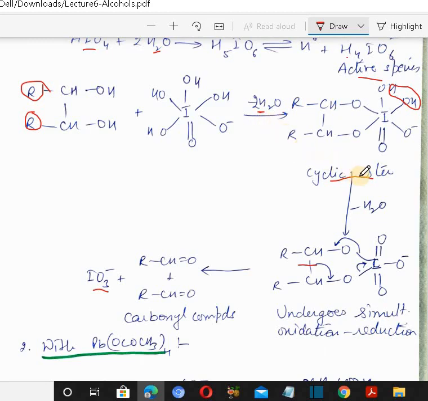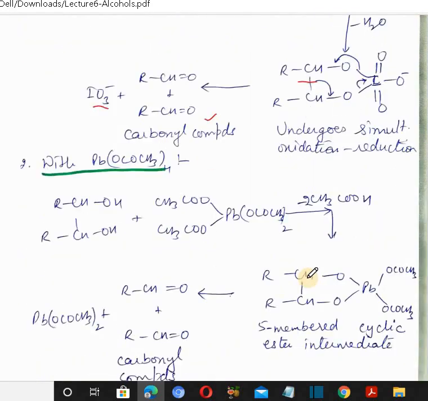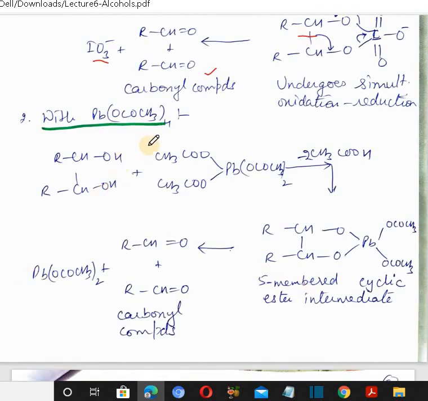removed, and a cyclic ester is formed, which further on losing hydrogen gives this, and which undergoes simultaneous oxidation and reduction to give a mixture of carbonyl compounds and IO3 negative. So similarly, we can also write the mechanism with lead tetraacetate. In this case also the same type of mechanism is followed.